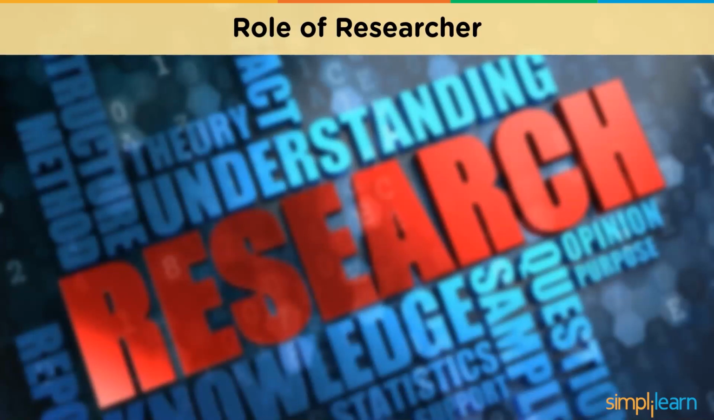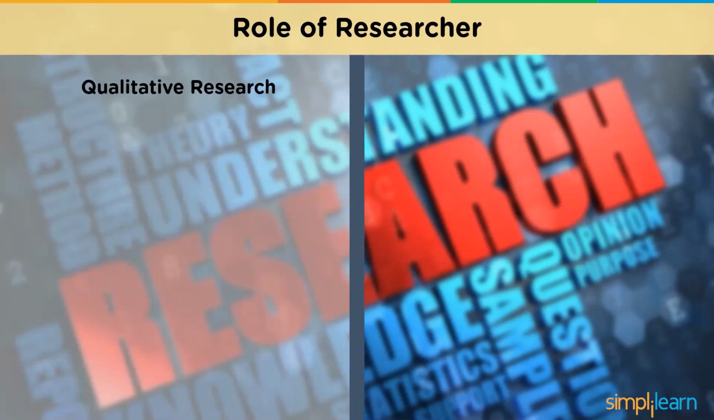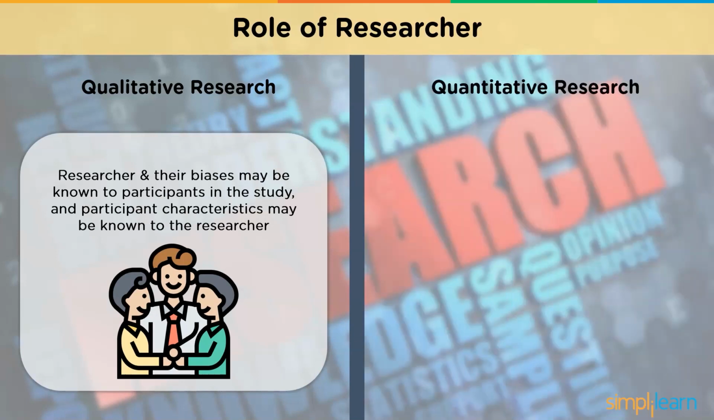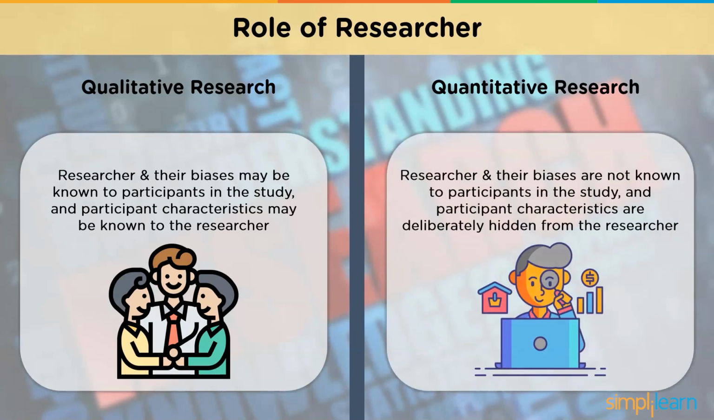Moving ahead, we will look at the role of the researcher for both qualitative and quantitative research methods. In qualitative research, the researcher and their biases may be known to the participants in the study, and the participant characteristics may be known to the researcher as well. But in quantitative research, the researcher and their biases are not known to the participants in the study, and the participant characteristics are deliberately hidden from the researcher.